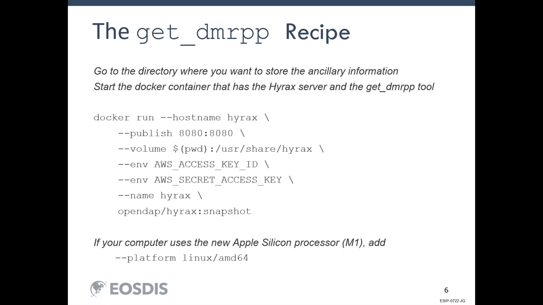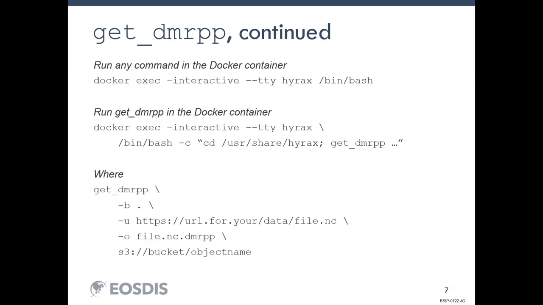OpenDAP / Hyrax colon snapshot, that actually goes to Docker Hub and pulls the container if you don't have it. Okay. And so if you're on something that's not an Intel processor, like the new Apple Silicon M1, if you add this platform Linux / AMD 64, it'll actually work. Otherwise, it won't work.